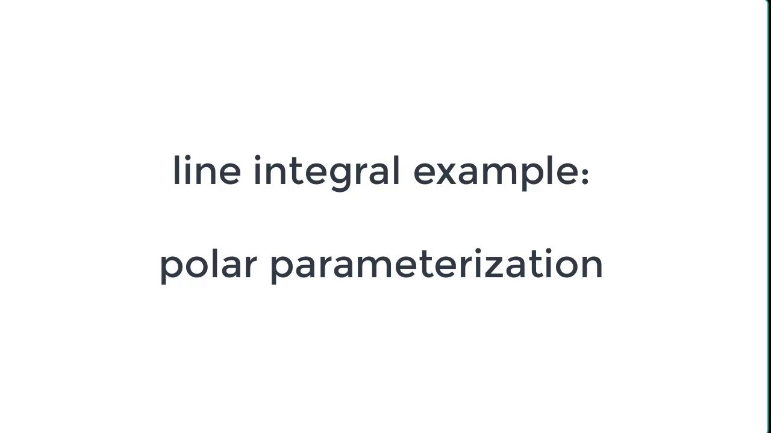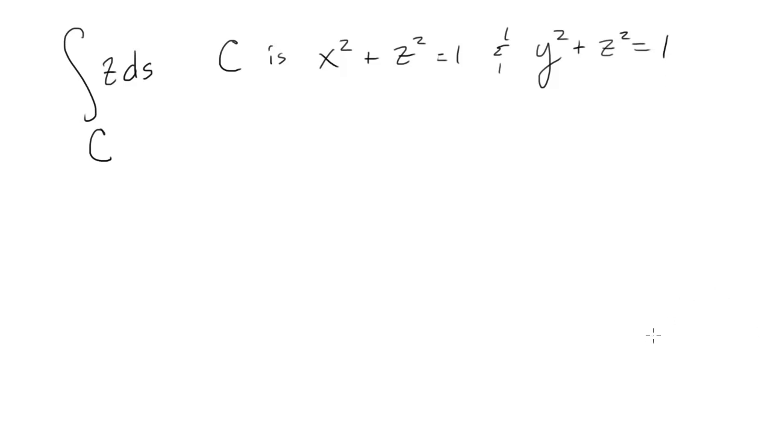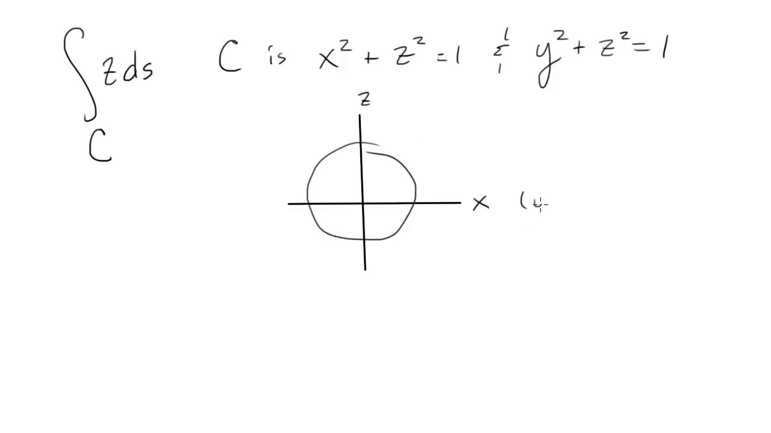Let's do a line integral example where it's not as trivial as over a line segment. So I'm going to do some integral where my curve is now going to be the intersection of two cylinders. These are cylinders because it's a circle in the xz plane. So the y-axis coming out, or in 3D, looks like a cylinder.